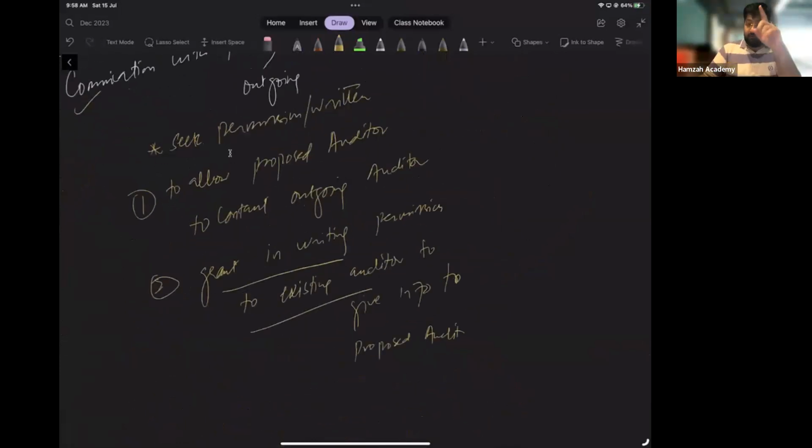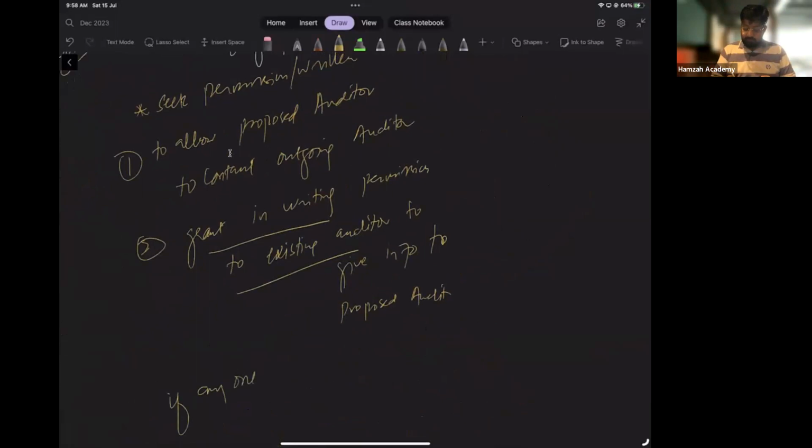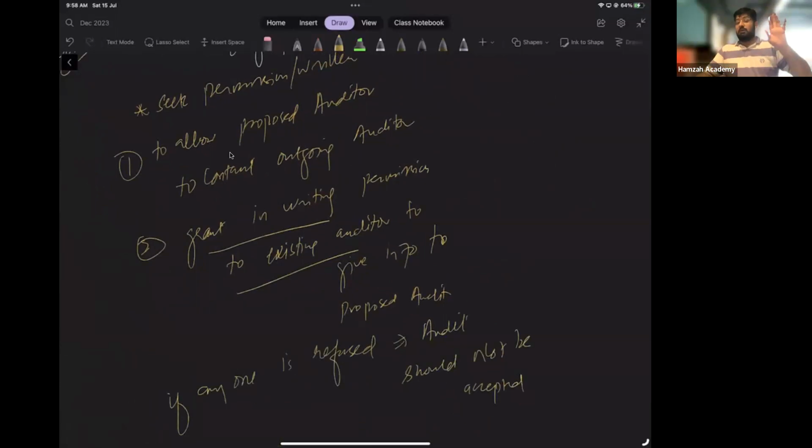If the client refuses, Coca-Cola says no, we will not, refuses any one of these, then the audit should not be accepted. So if permission is received, now we will write a letter asking: do you know any ethical or legal matters because of which we should not accept this audit?